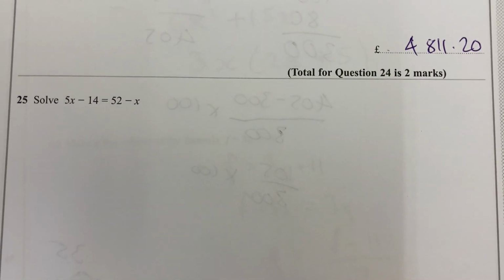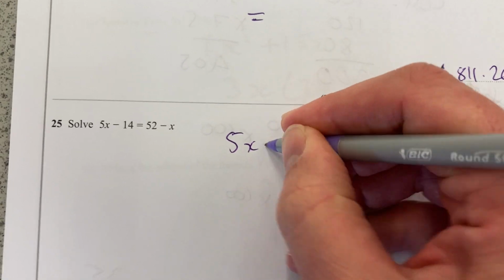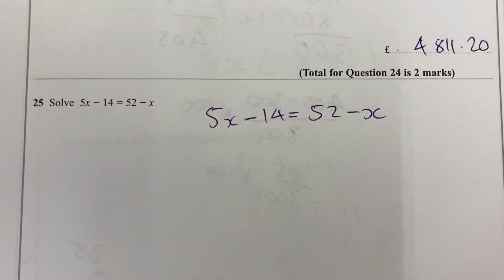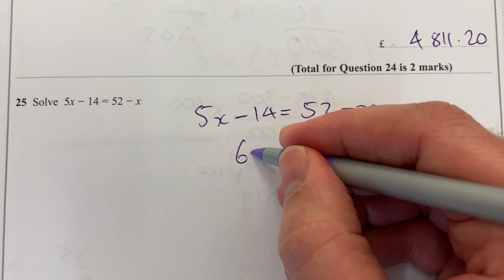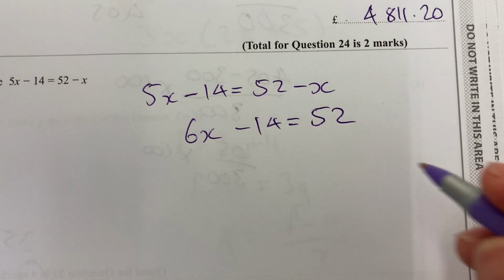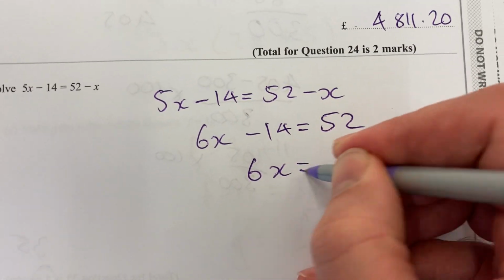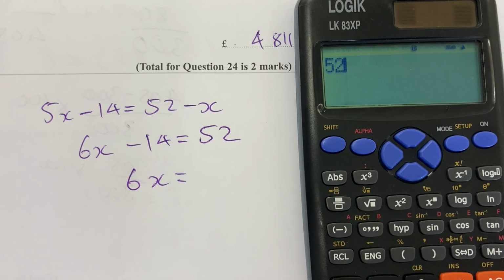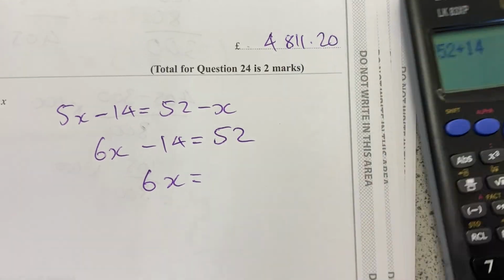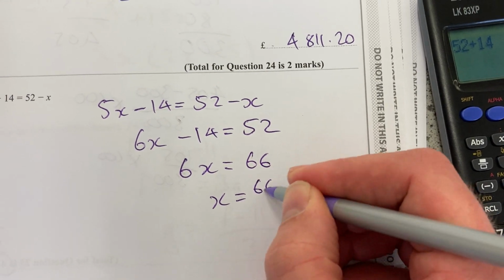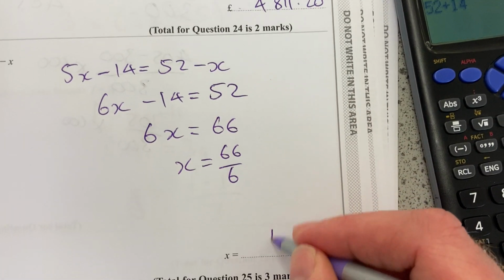Okay, a solving question. 5x minus 14 equal to 52 minus x. I'm going to add x to both sides. 6x minus 14 equal to 52. I'm going to add 14 on both sides. I can use a calculator for this. 52 plus 14 is 66. Now I can divide by 6. 66 over 6 is 11.